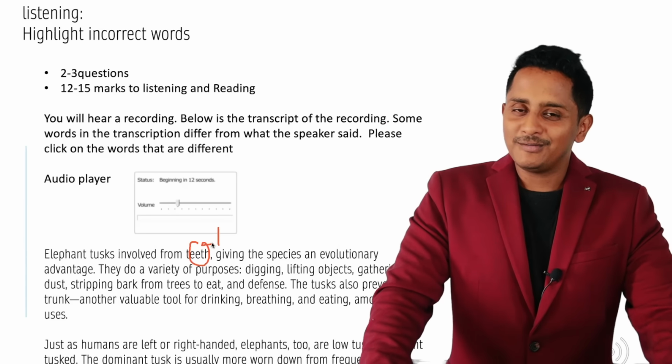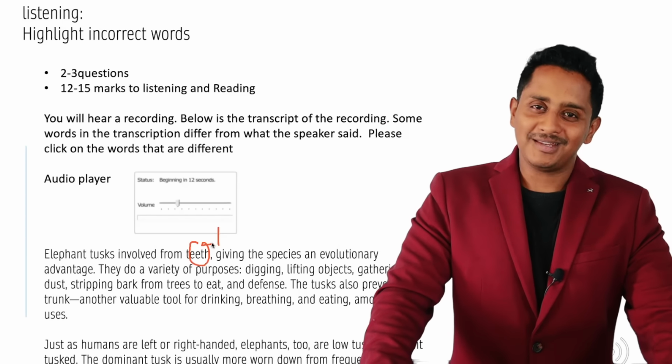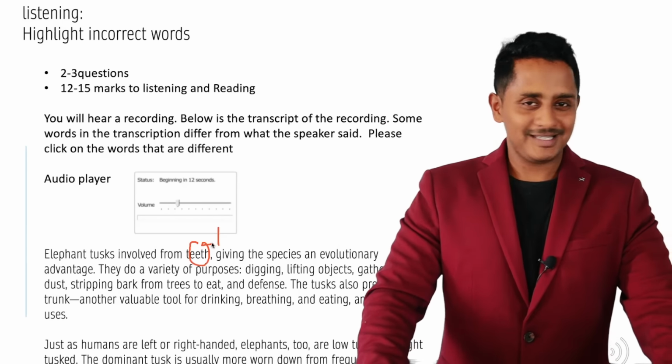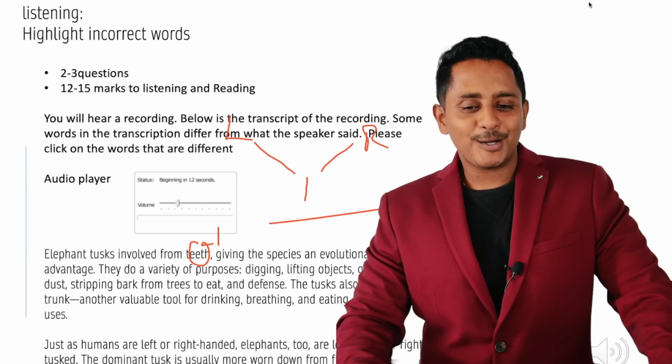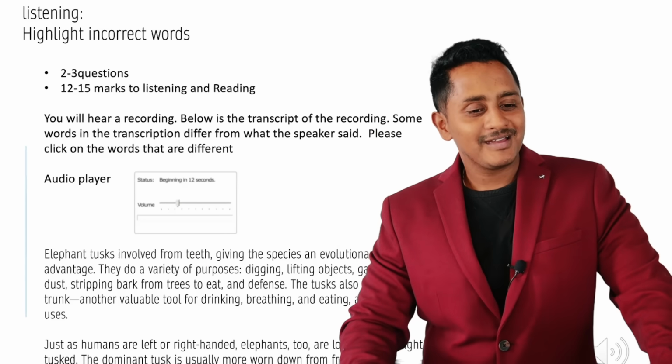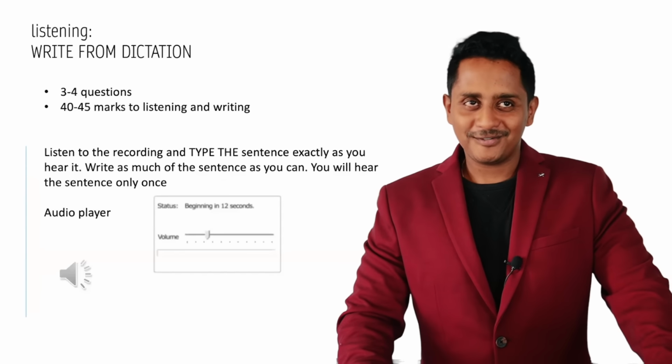-1 will be given only when you select a word which is not an incorrect word. If it is an incorrect word and you selected it, you are going to get 1 mark, meaning 1 to listening, 1 to reading. That's how easy this exam is. Elephant tusks. And then comes write from dictation.